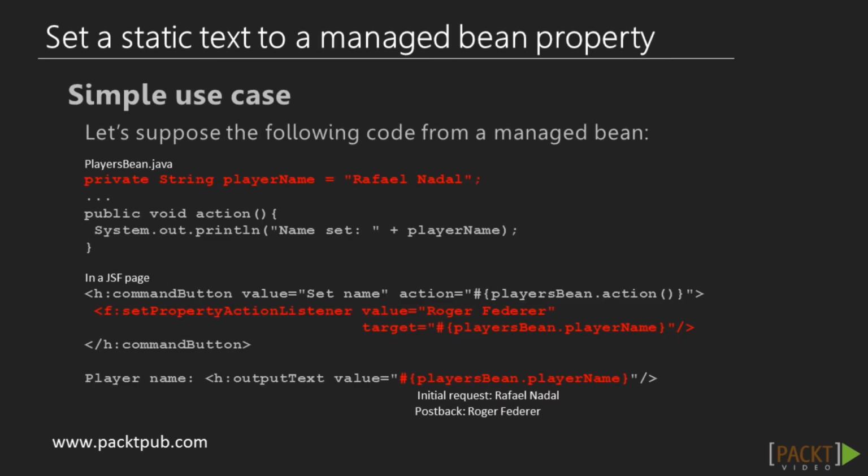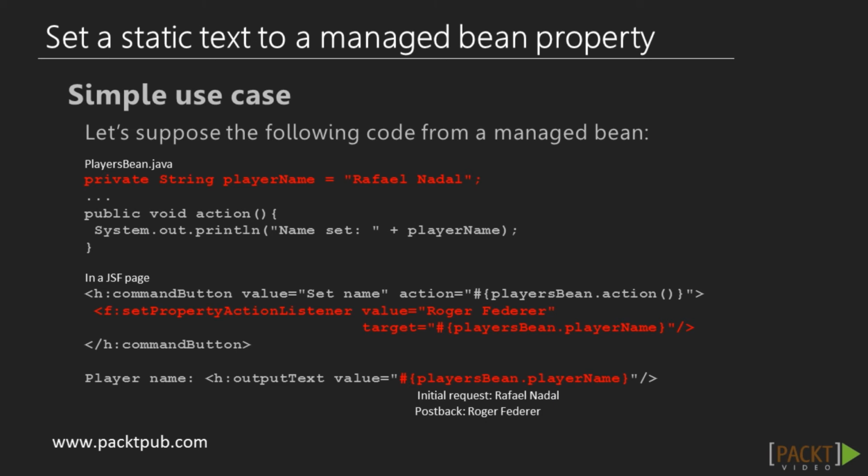Now let's see a simple use case of setPropertyActionListener. Basically, we want to set a static text to a managed bean property. For this, let's suppose that we have a bean named PlayersBean with a property named playerName, which is initialized with the text Rafael Nadal. So at initial request, this is the text that we can display on page.